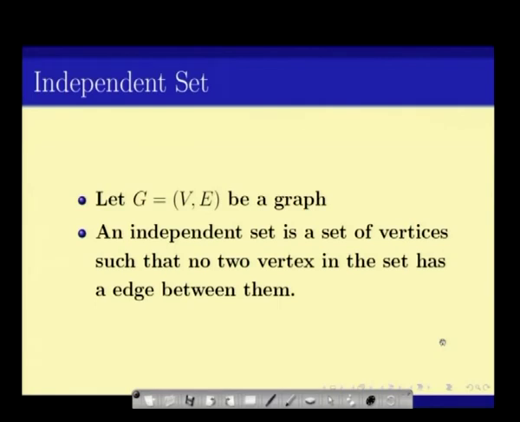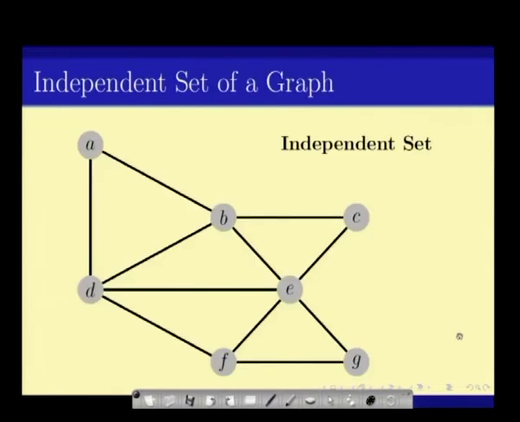Similarly, there is another concept called an independent set. An independent set is a set of vertices such that no two vertices in the set have any edge between them. For example, in this graph, say A and E is an independent set, because there is no edge between them. Similarly, D, C and G also is an independent set, because there is no edge between D and C, no edge between C and G, and no edge between D and G. And the question is always to find the maximum independent set.